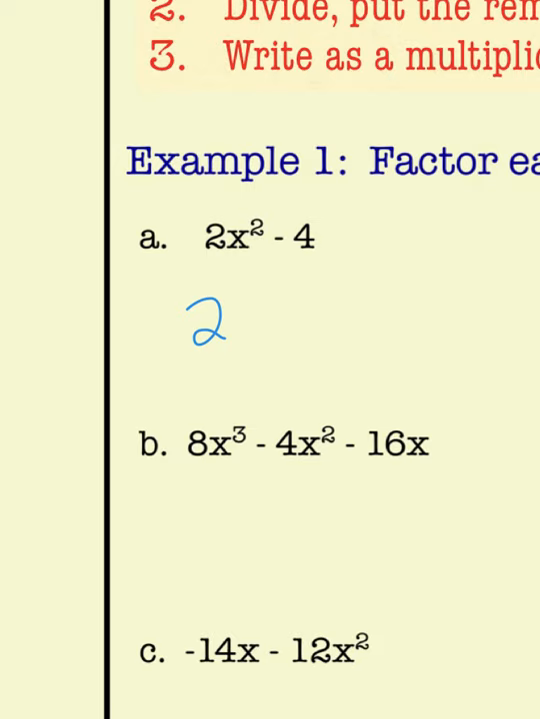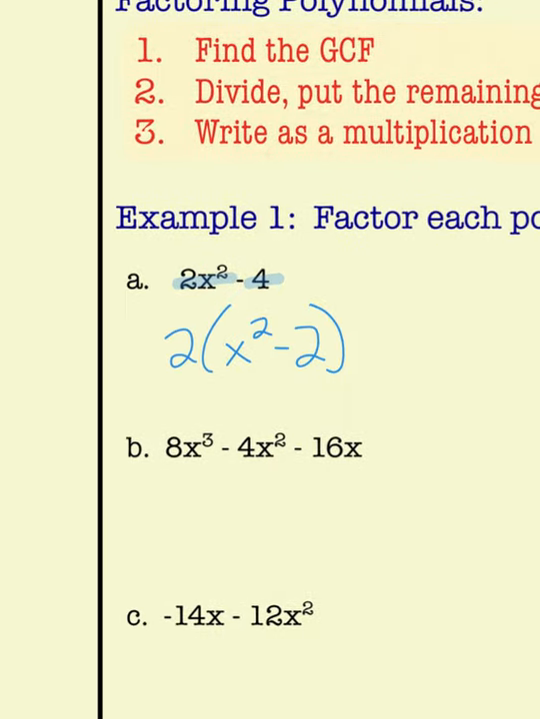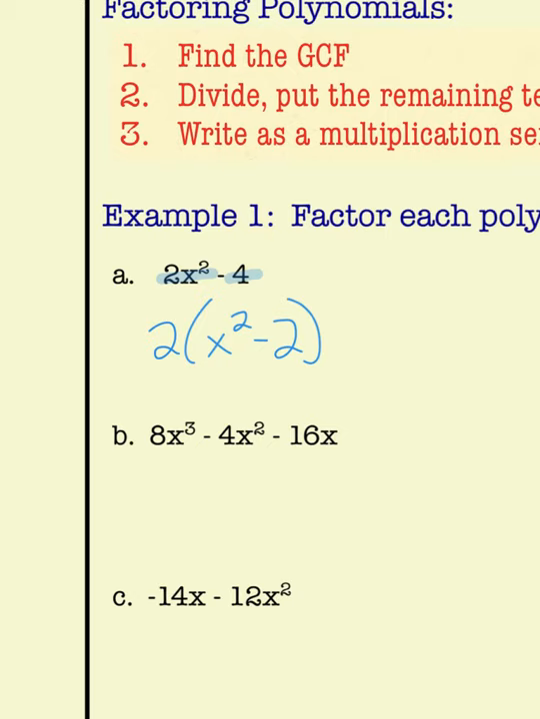So we're going to take 2x squared, divide it by 2. So I'm left with just x squared. And then we're going to take 4, or negative 4, minus 4, and also divide it by 2. And I'm left with negative 2. So I put the remaining terms in parentheses, and notice my final answer looks like a multiplication sentence.